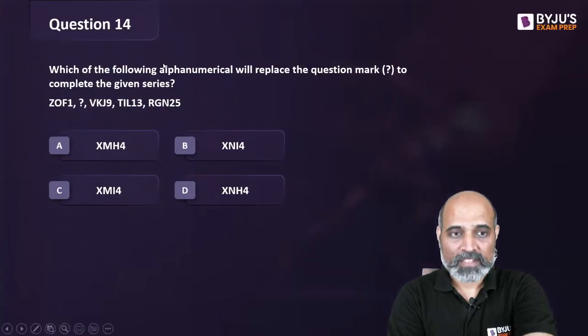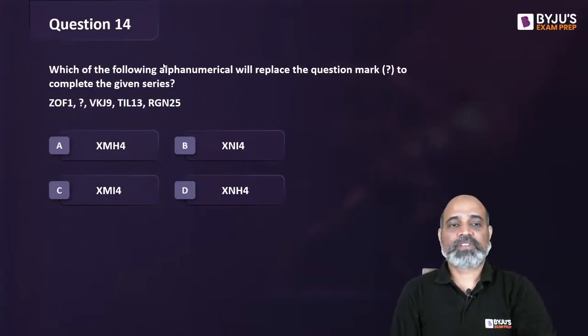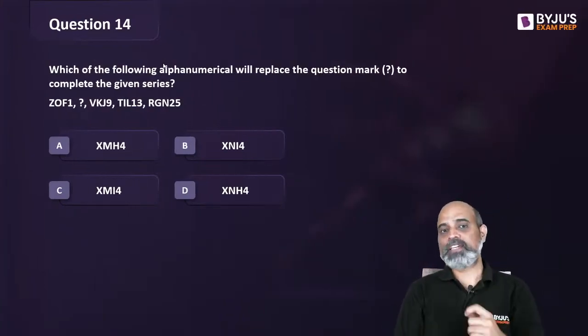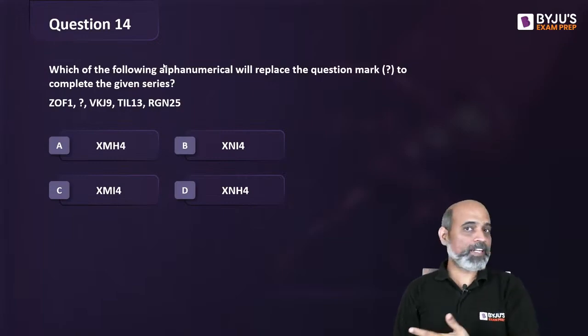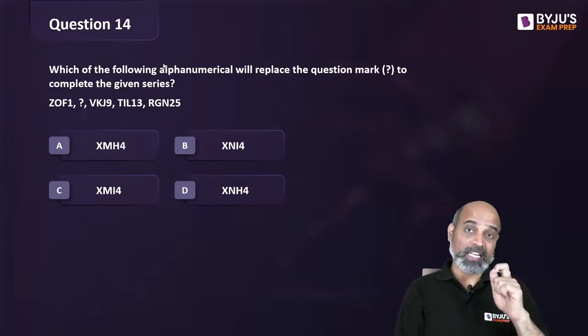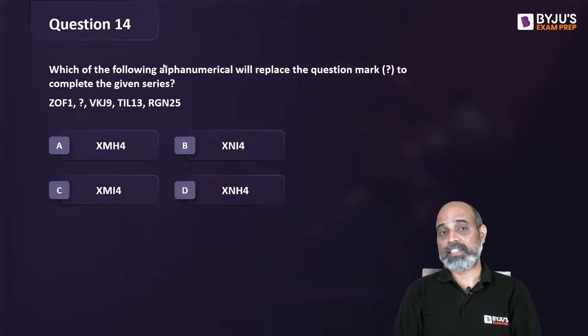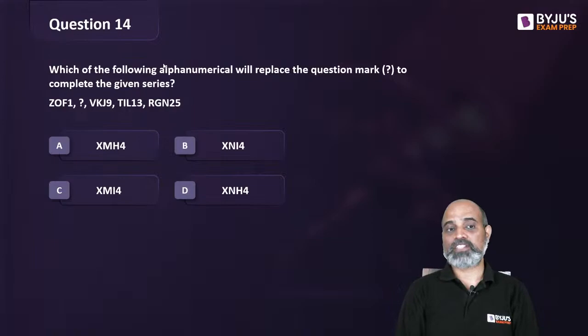Okay, next. Which of the following alphanumerical will replace the question mark? Again, you have to complete this series here. The string is made up of both the letters as well as the digits or the numbers. क्या चल रहा है? So we have got ZOF, then we have 1, then something is a miss, then we have VKJ 9 till 13, RGN 25.